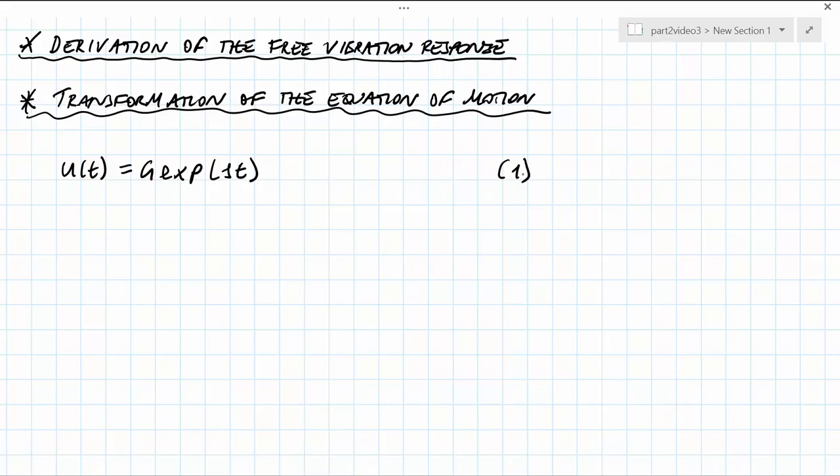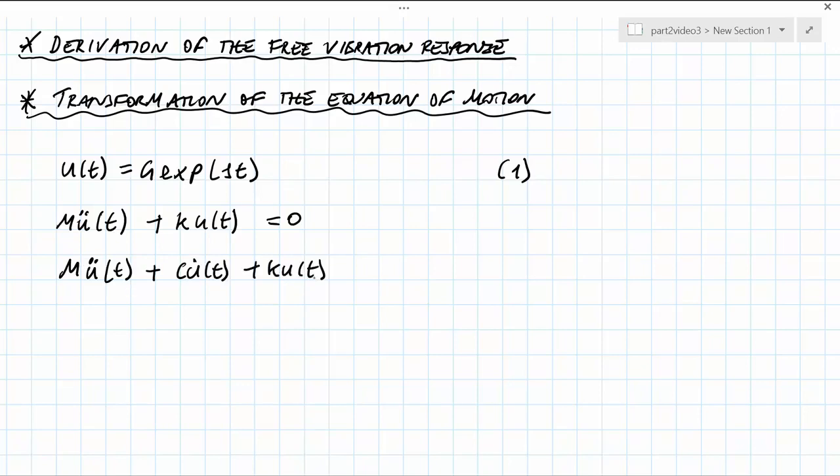Recall that the equation of motion for an undamped free vibration problem is given by m u double dot (t) plus k u(t) equal to 0. More generally, if we include damping, this is m u double dot (t) plus c u dot (t) plus k u(t) equal to 0.